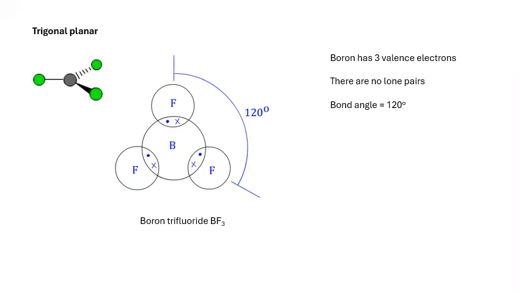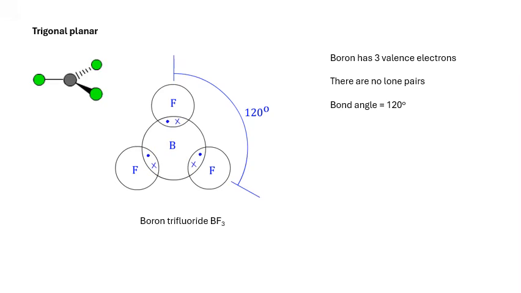Trigonal planar. That sounds a bit posh. Basically, it means flat triangle. Yes, if you imagine an equilateral triangle, a flat triangle, looking from above. This is boron trifluoride, BF3.